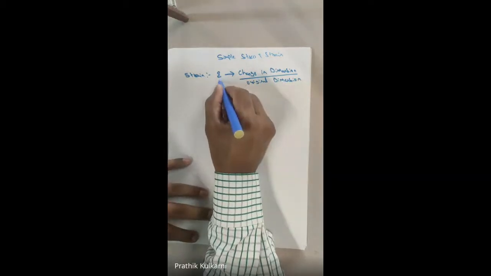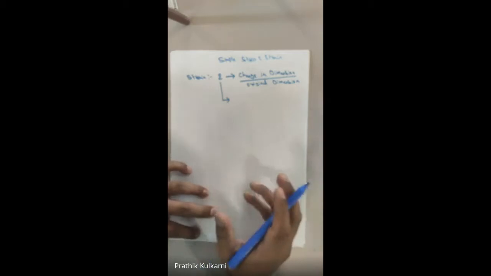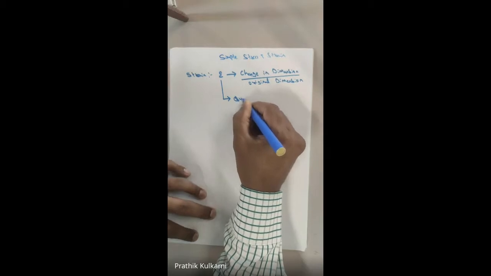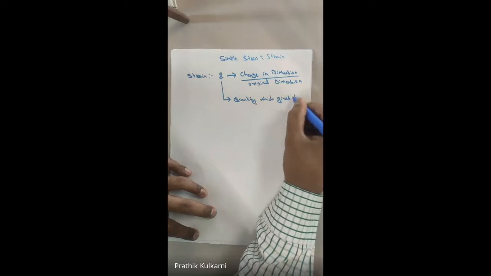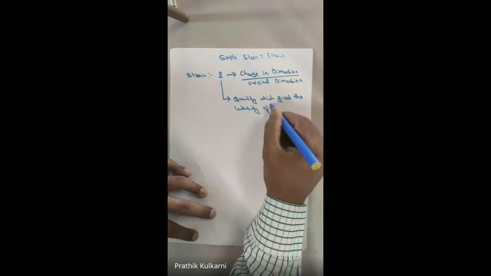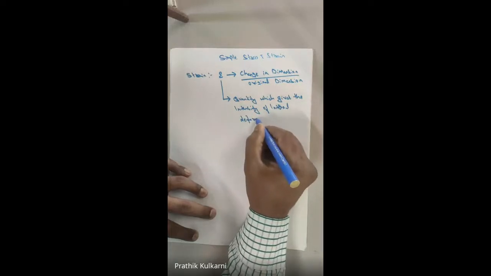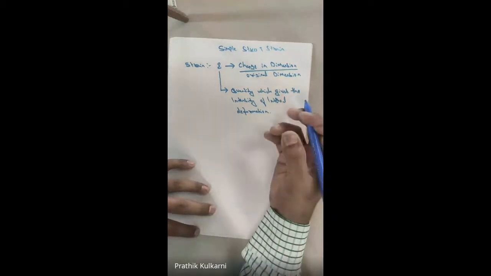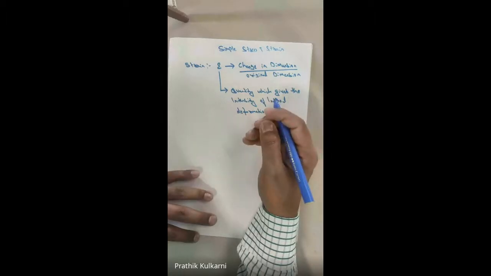But if you talk about strain, this is a quantity which gives the intensity of internal deformation. So you can just write that it is the quantity which gives the intensity of internal deformation. It is a quantity which tells you about the deformation, but this deformation is your internal deformation. Fine. So this is known as your strain.